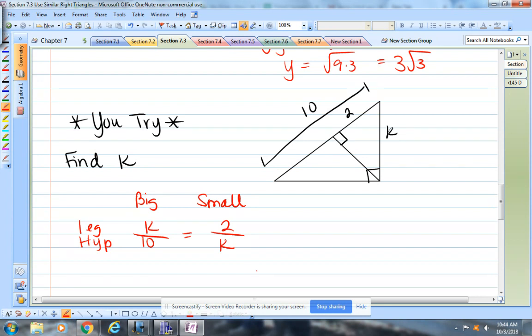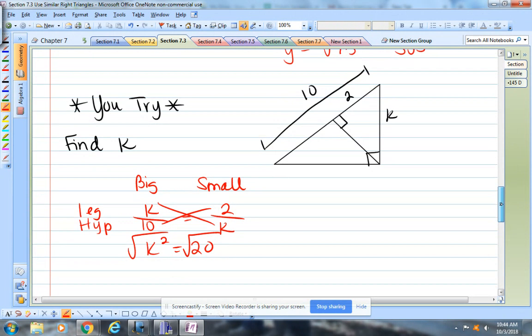You could have these reversed, the small one in front of the big one. It doesn't matter. As long as you have this ratio for your big triangle and this ratio for your little one, okay? So cross multiply. What's K times K? Equals what's 10 times 2? And then you take the square root of both sides.